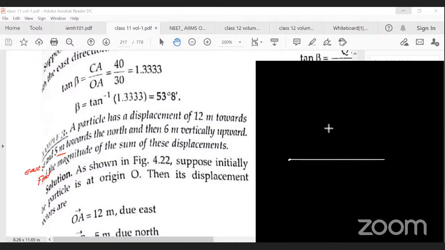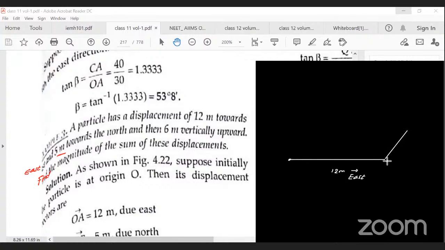Either a displacement, I'll take as 12 meters. It is towards your east, on the plane. I'm just assuming on the plane. Now, here, remember, towards your north, this upward direction on the plane, so it will try to move towards your north like this.